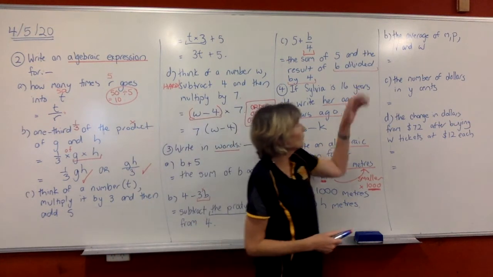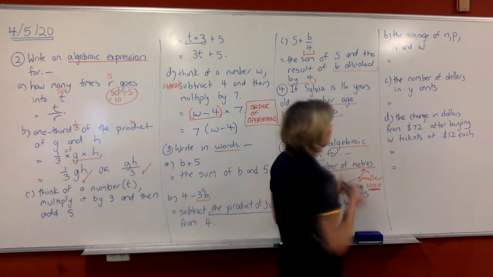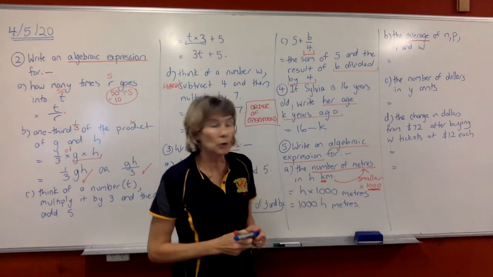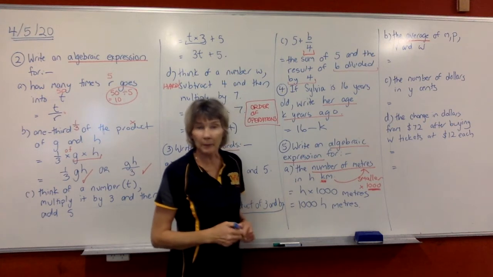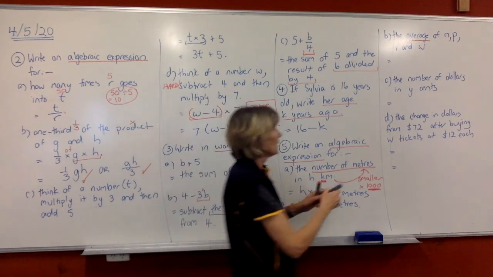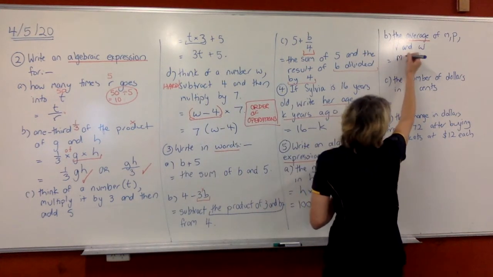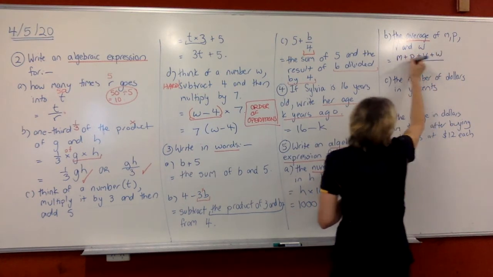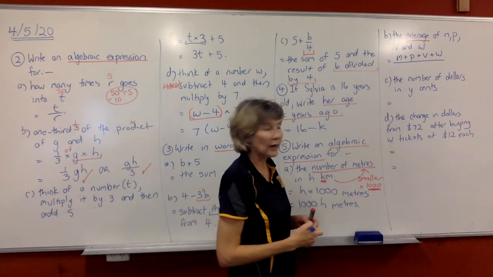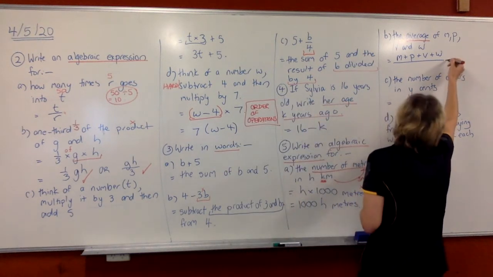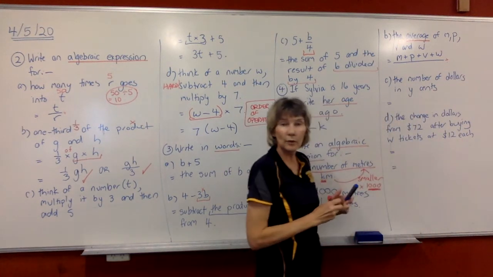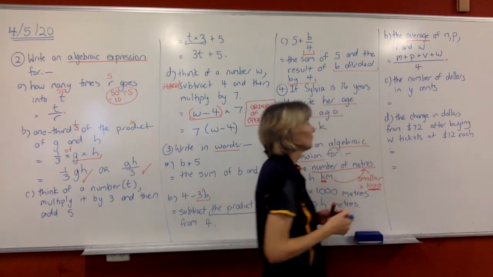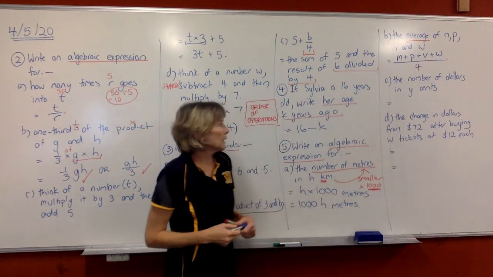So up here we have the average of M, P, V and W. When you do an average, you add everything up and divide by the number of things that you have. So we're going to add these all up. And we're going to divide, or put a fraction bar, over 4. Because we have 4 things we're adding up. All right, the next one.